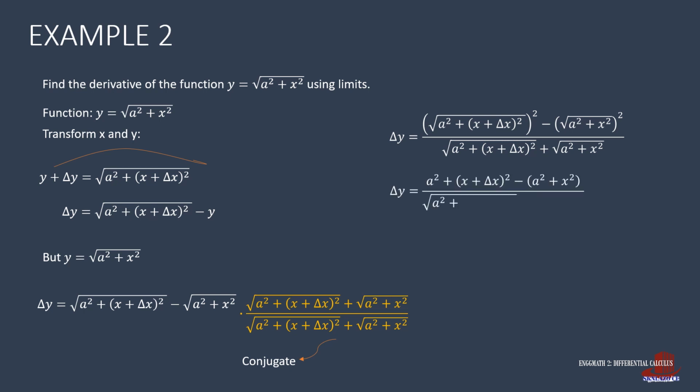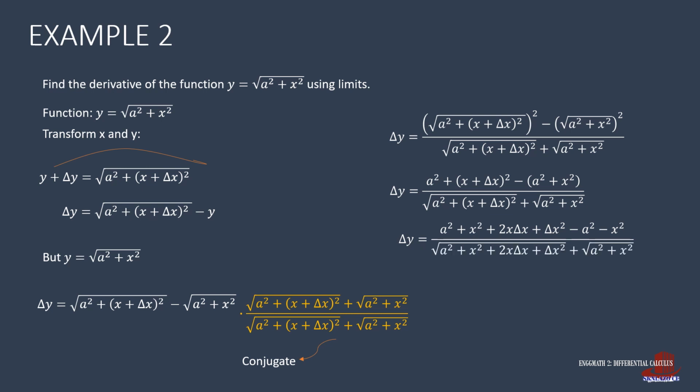Cancel out the radicals with the squares to have a squared plus the square of x plus delta x minus a squared plus x squared. Next is to expand the square of x plus delta x and distribute the negative sign on the third term. Without any groupings, we can take out similar terms easily.